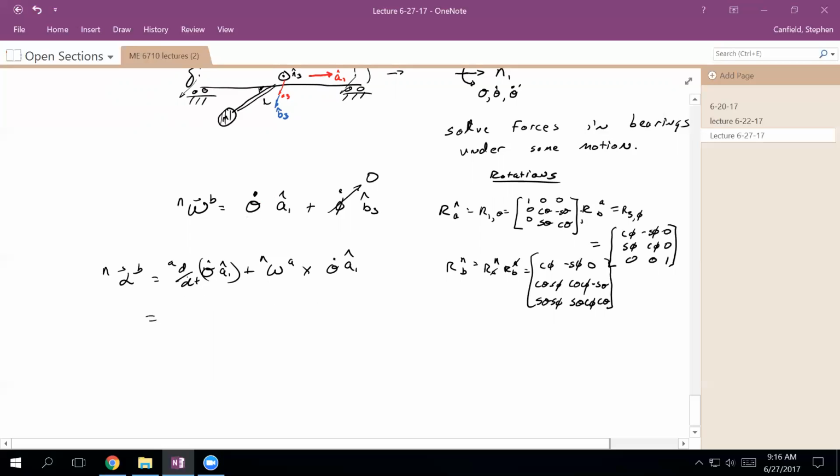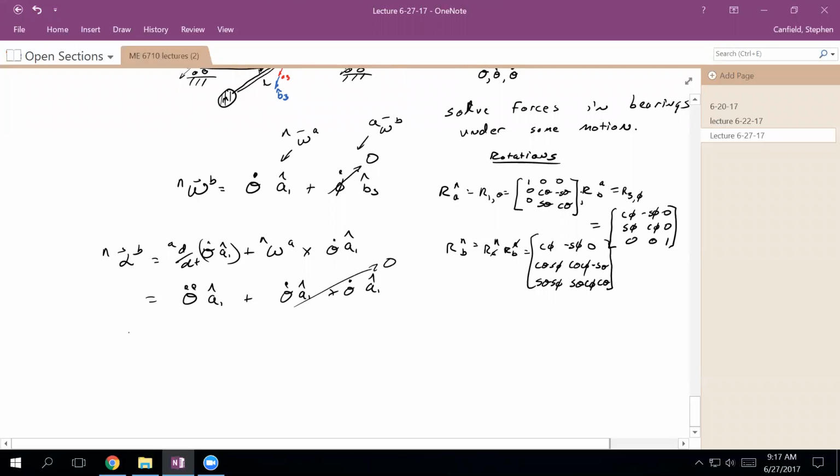The derivative of this thing in the A-frame coordinates gives me a theta double dot A1. The angular velocity of A to N is this thing. This is the angular velocity of B to A, the way we wrote those out. So that is theta dot A1 crossed with theta dot A1. Those are the same vectors, so this whole thing goes to 0. But that would be the term that I'd have to write out.